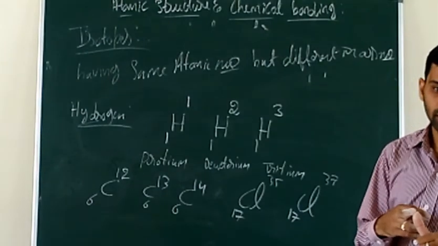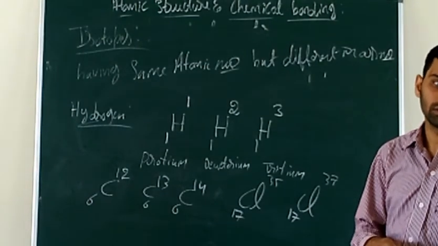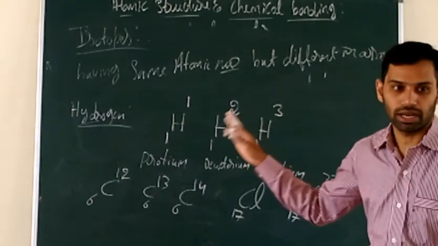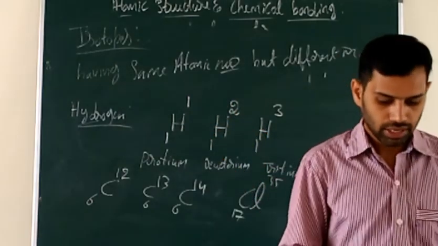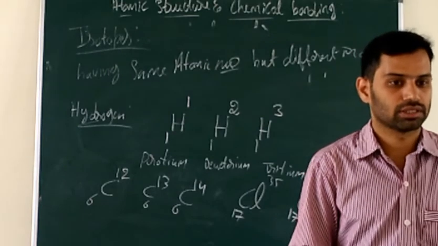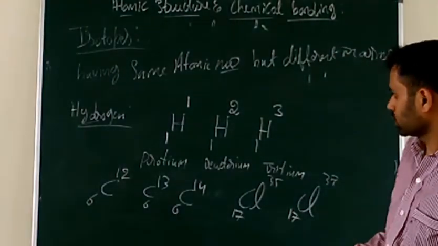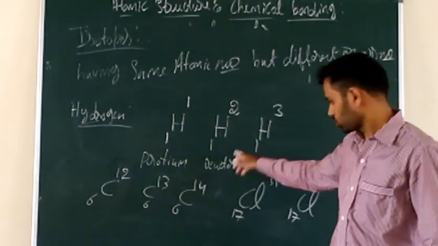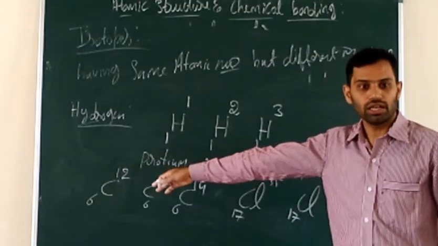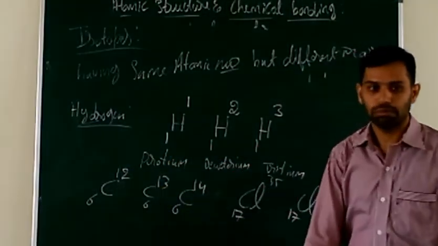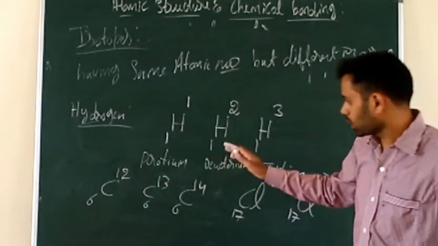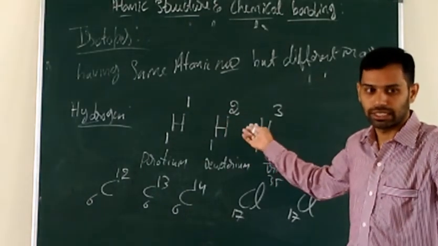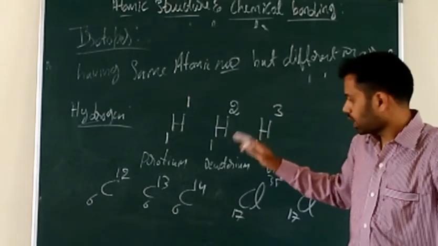Keep it in mind that the chemical properties of an element depend on the atomic number, not on the mass number. Isotopes have similar chemical properties. Protium has the same chemical property as deuterium and tritium, because chemical property depends on the atomic number. In isotopes, the atomic number is the same, the mass number is changing.